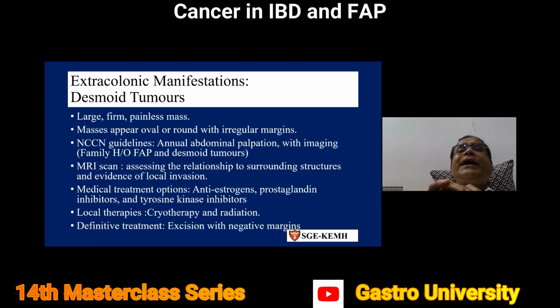You can treat them medically with anti-estrogens, prostaglandin inhibitors, and tyrosine kinase inhibitors. Local therapies like cryotherapy and radiation have also been advocated. However, the definitive treatment remains surgical excision with negative margins.